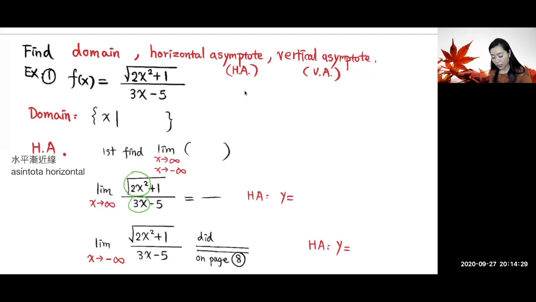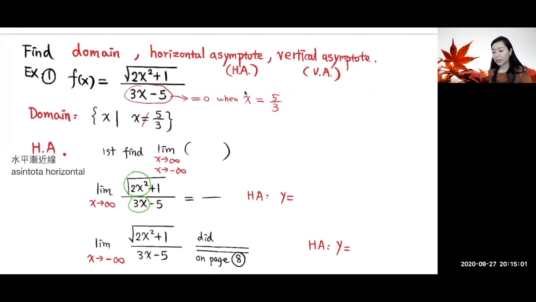Notice that this is a quotient, so the denominator cannot be equal to 0. The denominator equals 0 when x equals 5 over 3. So x cannot equal 5 over 3. X does not equal 5 over 3.